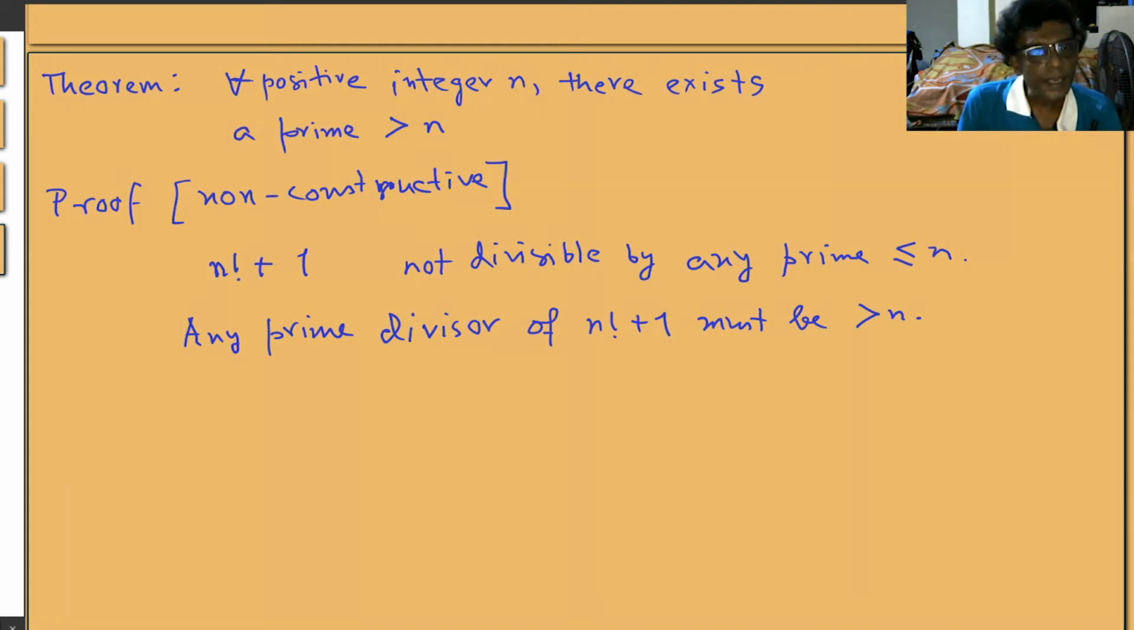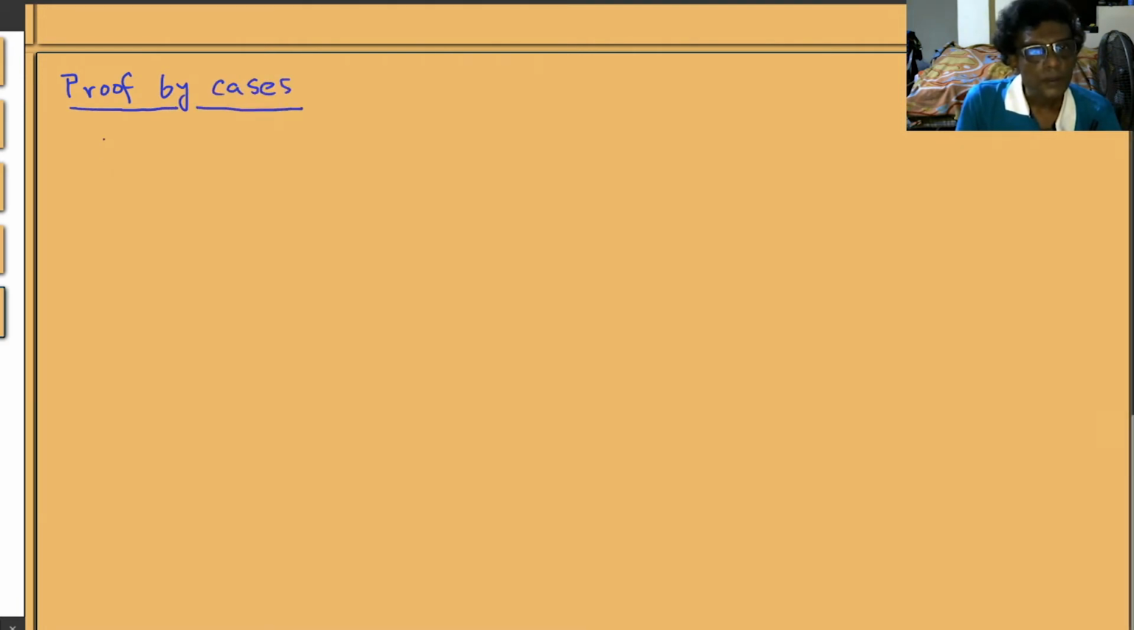Okay, then I show another general proof technique. This is called proof by cases. It typically applies to logical formulas that we want to prove, of the form P1 or P2 or P3, and so on, up to Pk, implies Q. If any of these things happen, then Q is true.